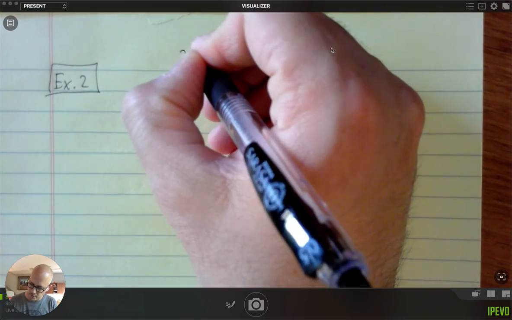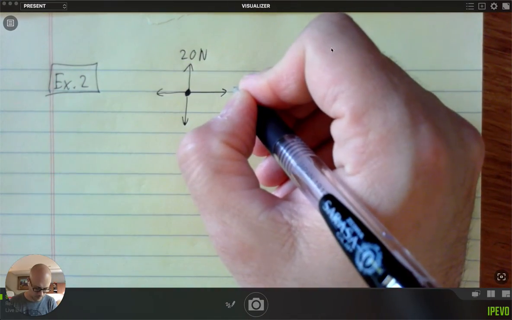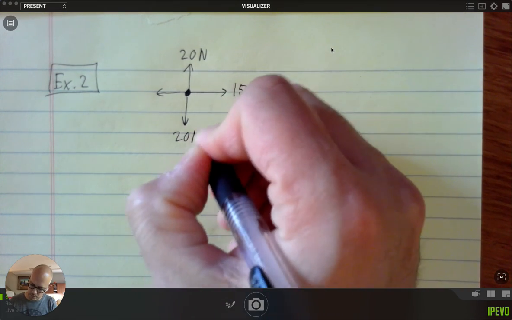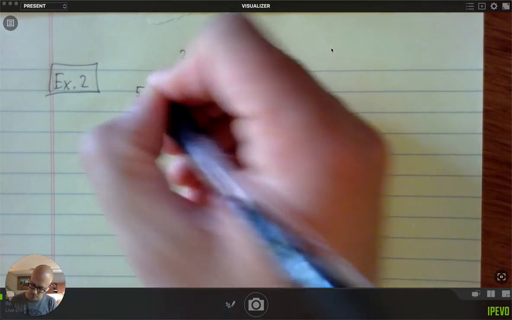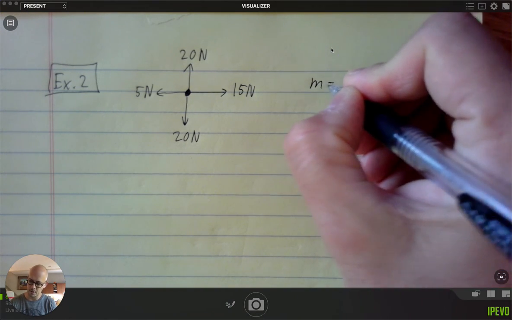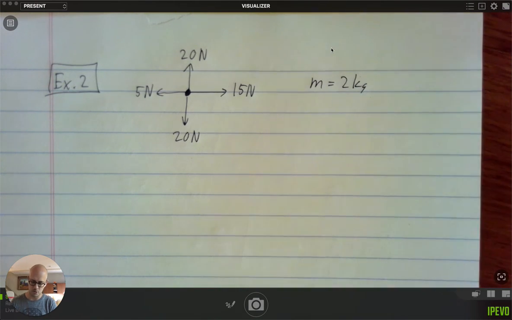And clockwise from the top, we have 20 newtons, 15 newtons, 20 newtons, and 5 newtons. So maybe this is a box being slid across a surface and you're looking at it from a side view. It could also be a massive tug of war where 4 people each have a rope that's tied to the same object and they're pulling in different directions. So either way, we have forces in 2 dimensions.